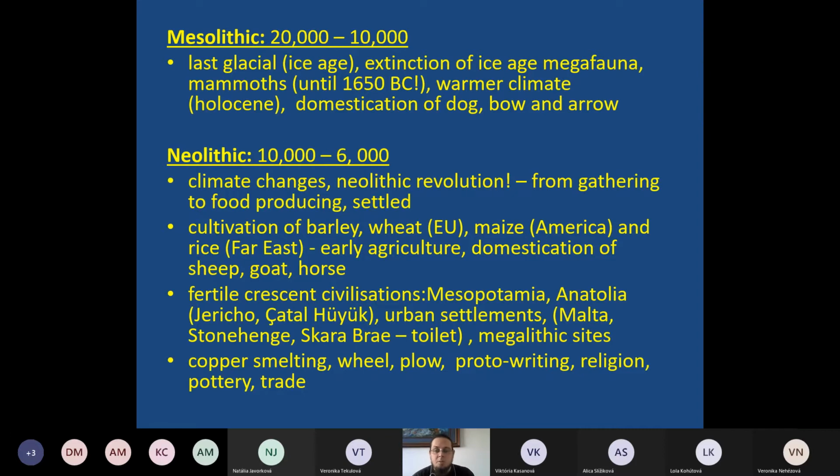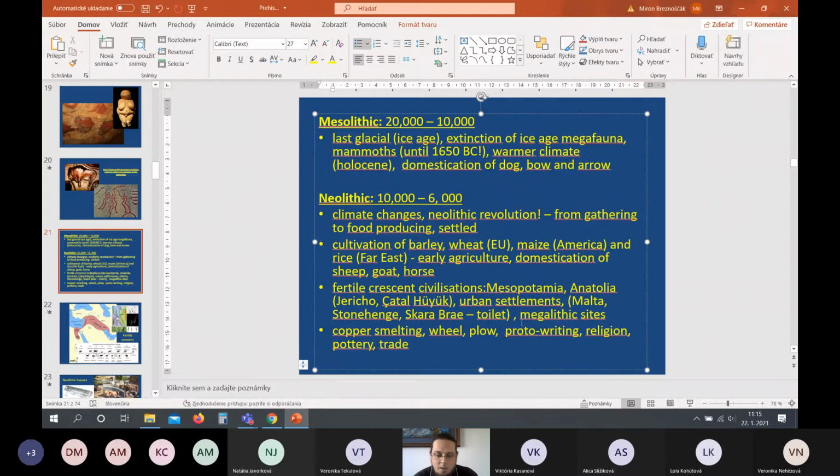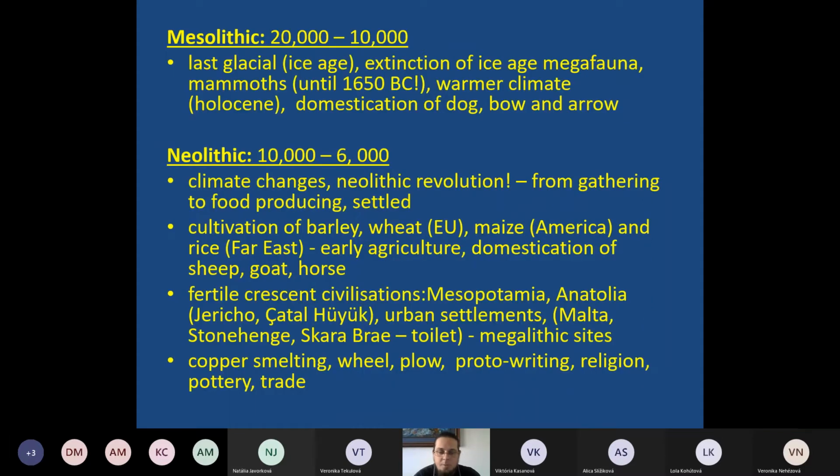And also these urban settlements appeared in Malta, for example, in Stonehenge, in Skara Brae in Scotland even. All of these together are called megalithic sites. Why? Because all of these places didn't have only villages with houses made of the materials they had, but also big processed stones.